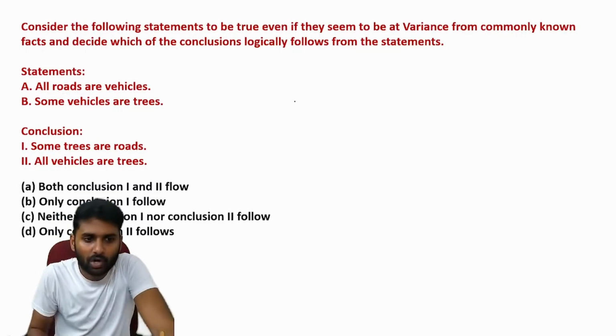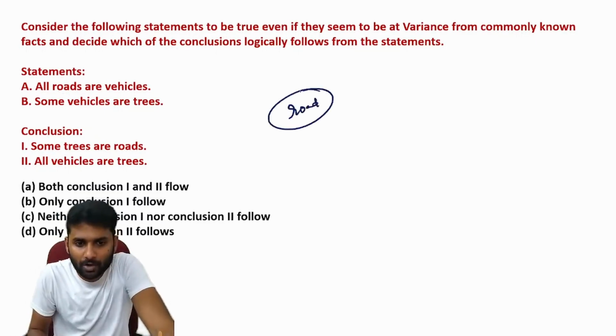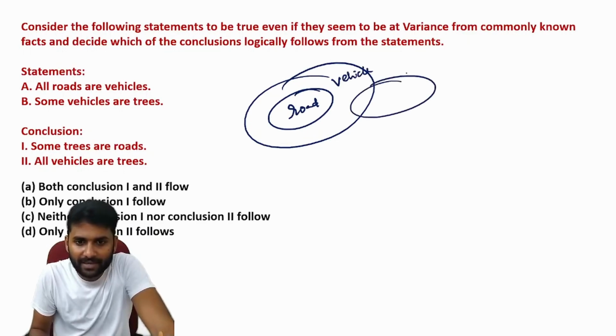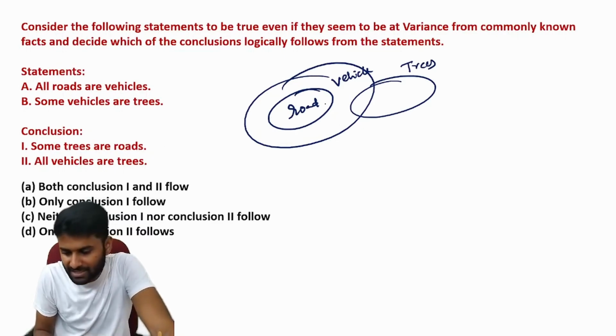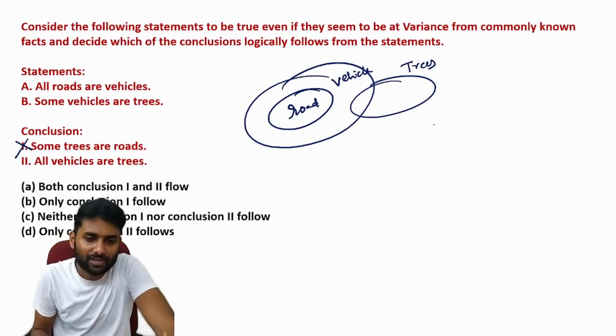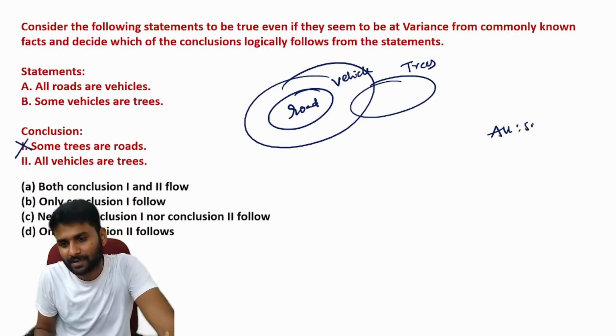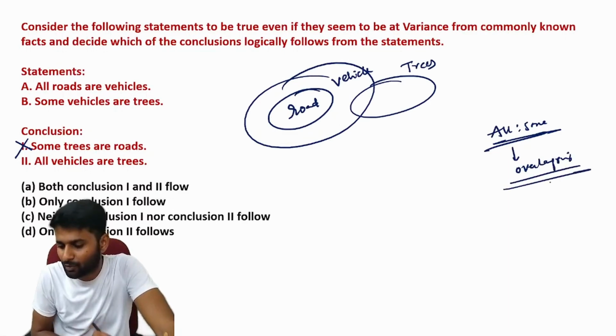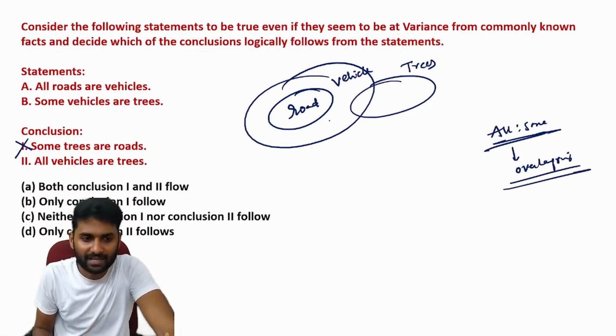So let's see here. All roads are vehicles. Some vehicles are trees. Conclusion: some trees are roads. Guys, if you observe, there is no direct relation in these two circles. If there is no direct relation, you never get "some" and "all" relations. So if you want "all" or "some", remember this point. If you want either of these two conclusions, we require overlapping. We require overlapping in the picture. Otherwise, you never get any relations.